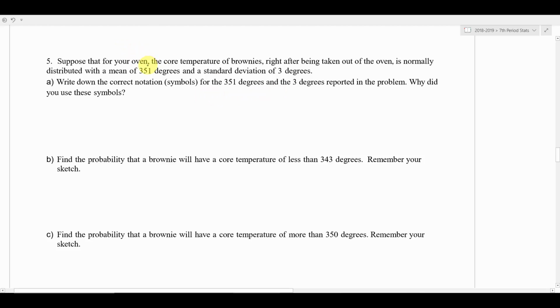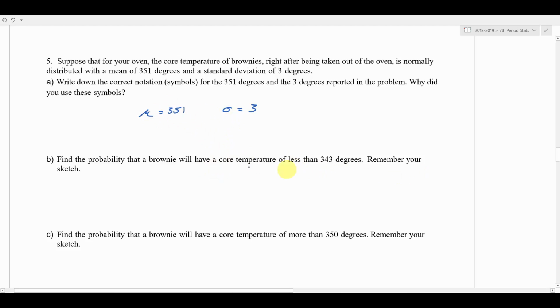So it says suppose that for your oven, right? There's a whole bunch of people out there that own the same oven that you do, and for your model of oven, the mean is 351 and the standard deviation is 3 degrees. So this is a population mean. So we're going to say the mean is 351 and the population standard deviation is 3. I chose those because they're population parameters. If they had come from a sample, then I would be using X bar and the lowercase s. Make sure you're paying attention to those symbols. There'll be a question or two on there about using the correct symbols.